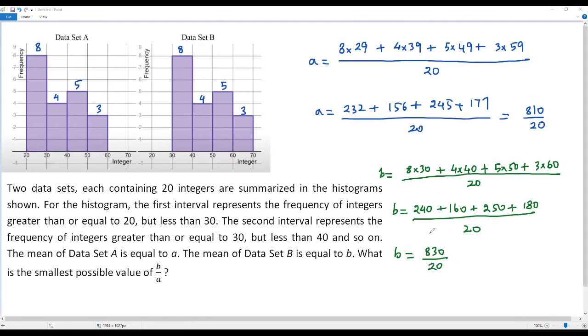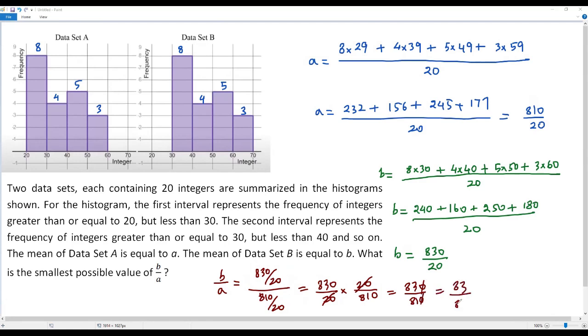Okay, here I got the value of lowercase a and also lowercase b. So now our aim is to find the value of b over a. Let me find it. B over a equals to, the value of b is 830 divided by 20, and the value of a is 810 divided by 20. Now we can take this fraction as it is, and now we can change this division as multiplication. Then we have to get reciprocal for this one. That is 20 divided by 810. Okay, now this 20 will cancel out. Then we get 830 divided by 810. So we can cancel this 0. Then we get 83 over 81.